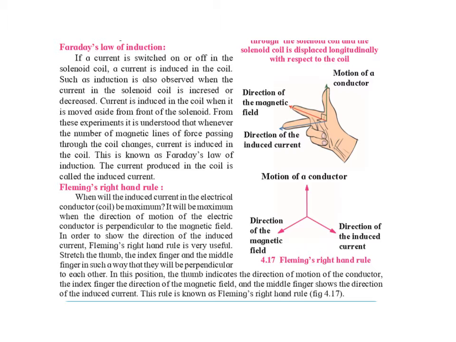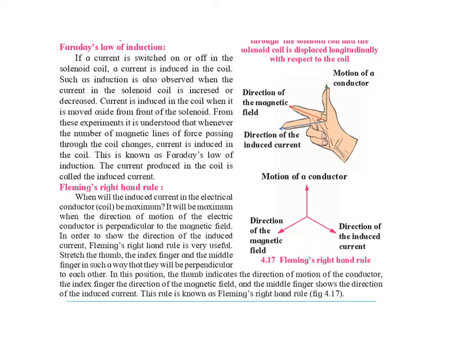When a rectangular loop is brought near a solenoid coil and the current is switched on or off in the solenoid coil, current is induced in the loop. Similarly, when the current in the solenoid coil is increased or decreased, current is induced in the loop.